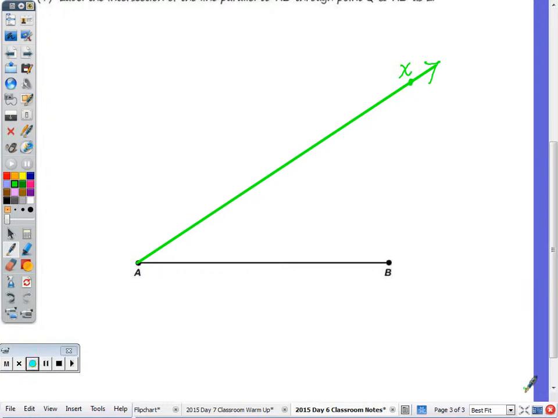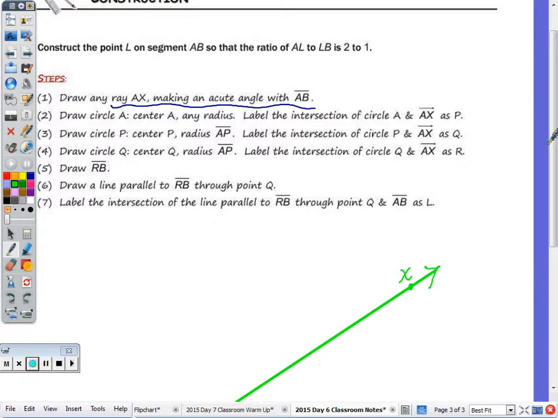Now, the only time you need to be labeling with all the vertices, the letters that we do, is in your notes, okay? Let's look at steps 2 through 4. They all say draw a circle, okay? We're no longer drawing circles. You can draw circles, but we switched. But when you're giving someone directions, how do you tell them exactly what to draw? Instead of saying draw an arc, we say draw a circle.